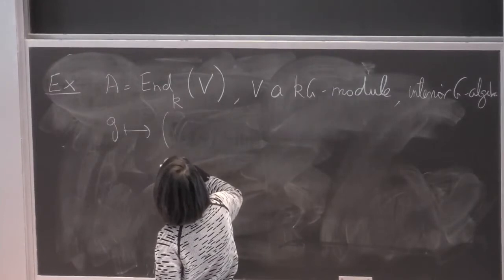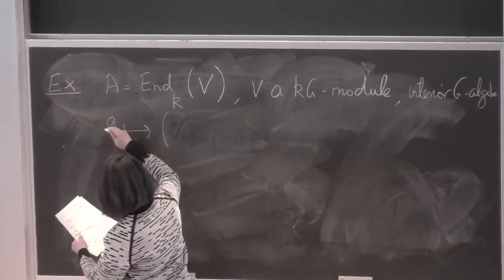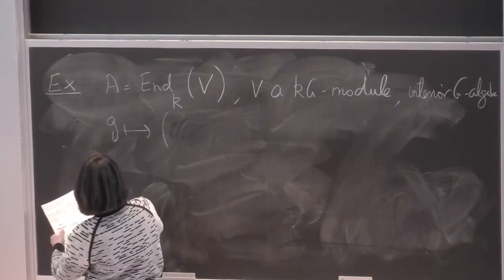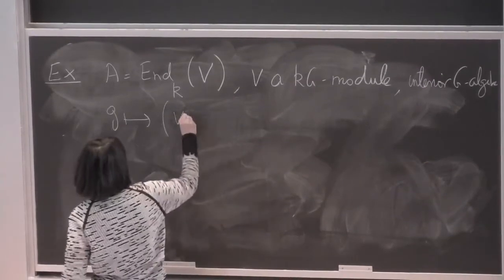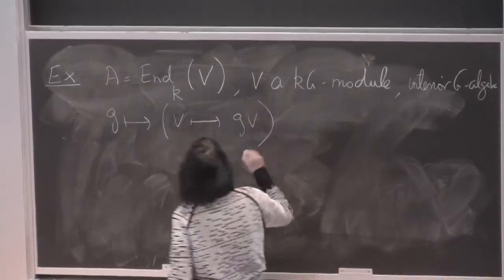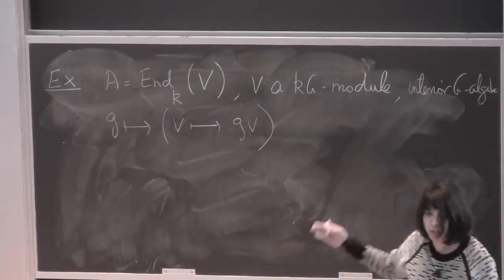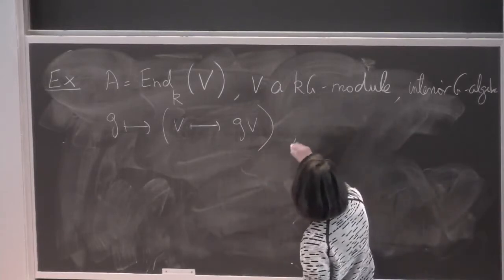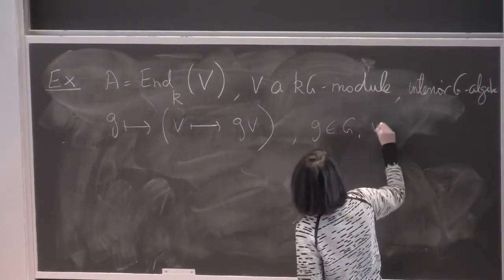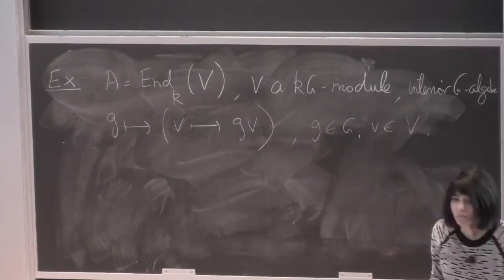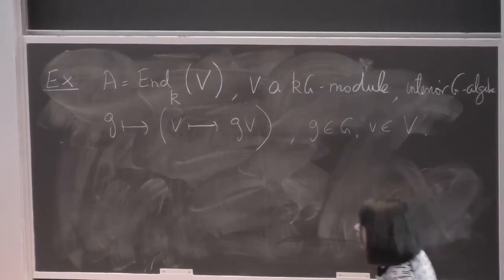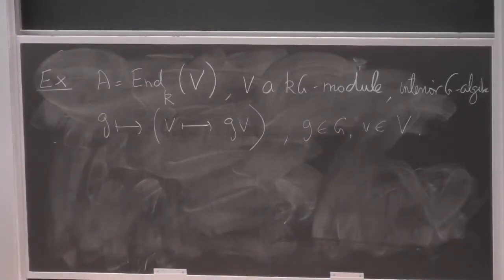Okay, so G goes to... what do I want to say? No, let me write it like... G goes to, yes, sorry, excuse me, G goes to the linear transformation which it is going to do. Okay, so these are going to be my two examples of G-algebras.